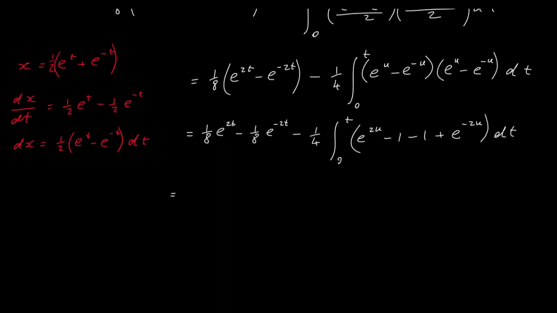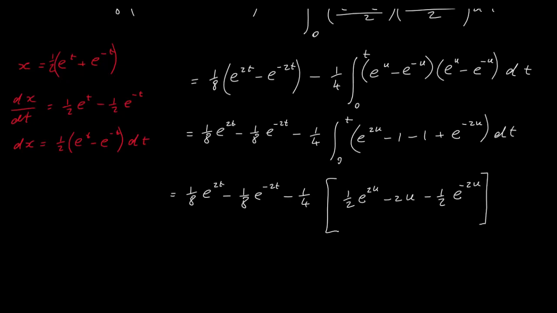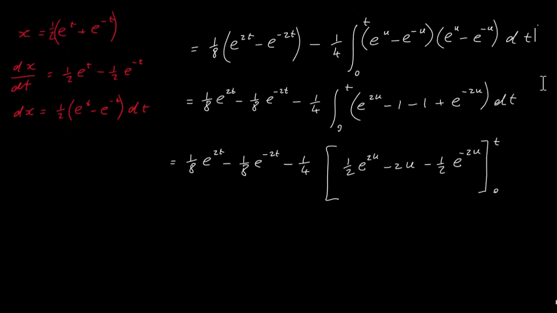Okay, so what do we end up with here? We've got 1/8 e to the power of 2t minus 1/8 e to the power of minus 2t minus 1/4. So we've got to integrate all of this here. So e to the power of 2u is going to be 1/2 e to the power of 2u. Minus 1 is minus 2. If we integrate that, we get minus 2u. And then if we integrate e to the power of minus 2u, that will give us minus 1/2 e to the power of minus 2u. And we want to integrate from 0 to t. Okay, so let's just substitute in our limits here.